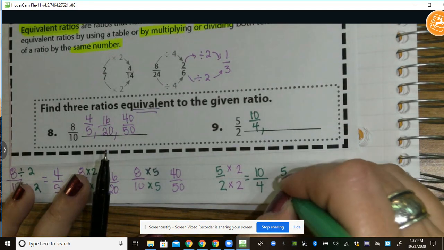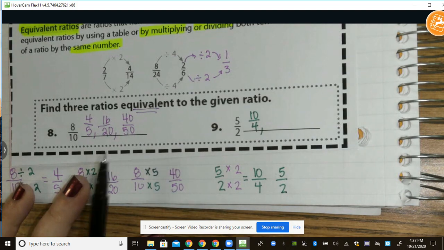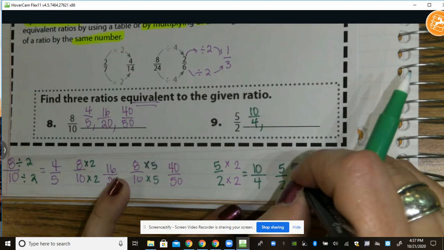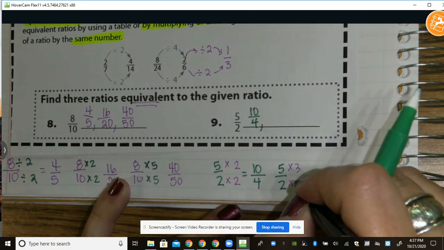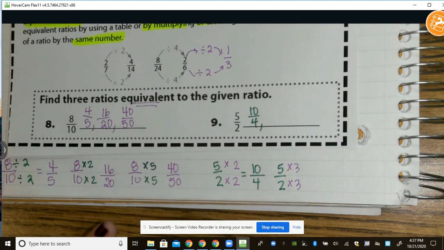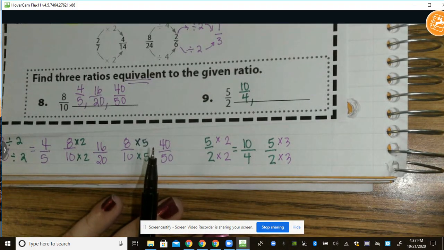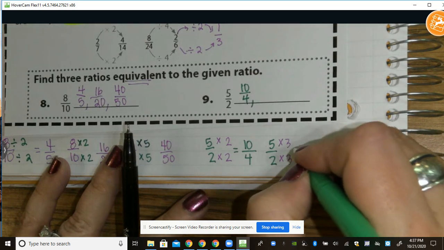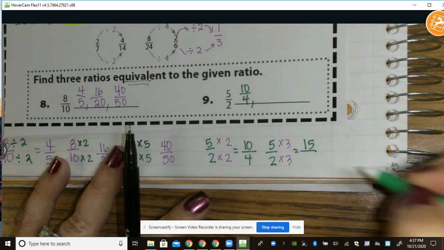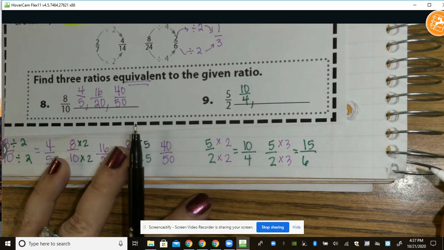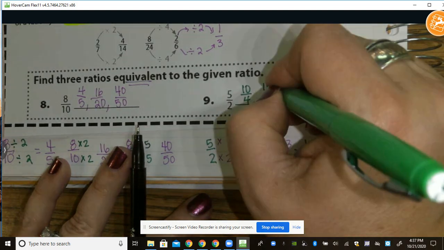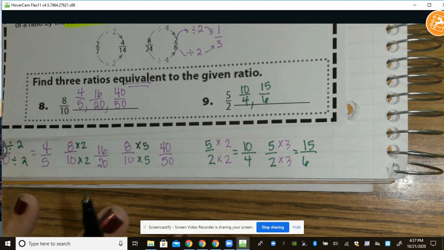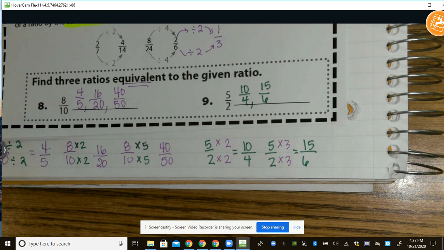Again, we're going to start with 5/2. Well, we multiply by 2. Let's multiply by 3. Again, it's whatever numbers you want to multiply by. So 5 times 3 gives me 15. 2 times 3 gives me 6. So 15/6 is an equivalent ratio to 5/2.